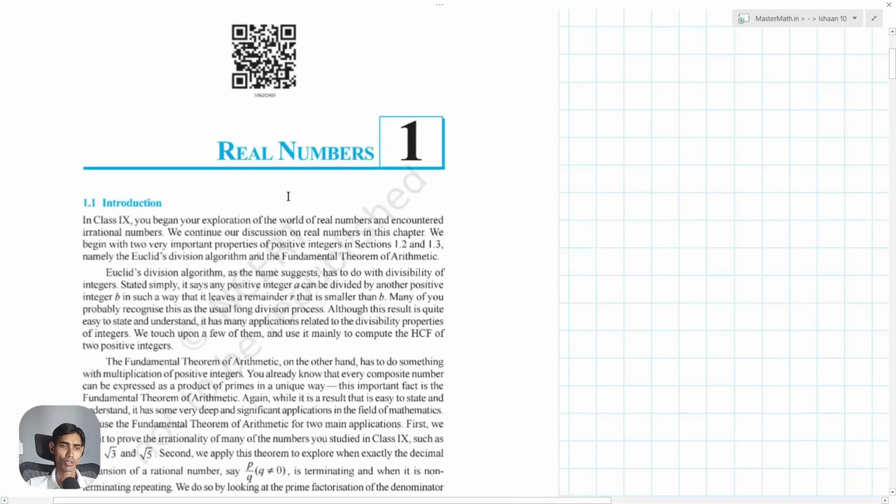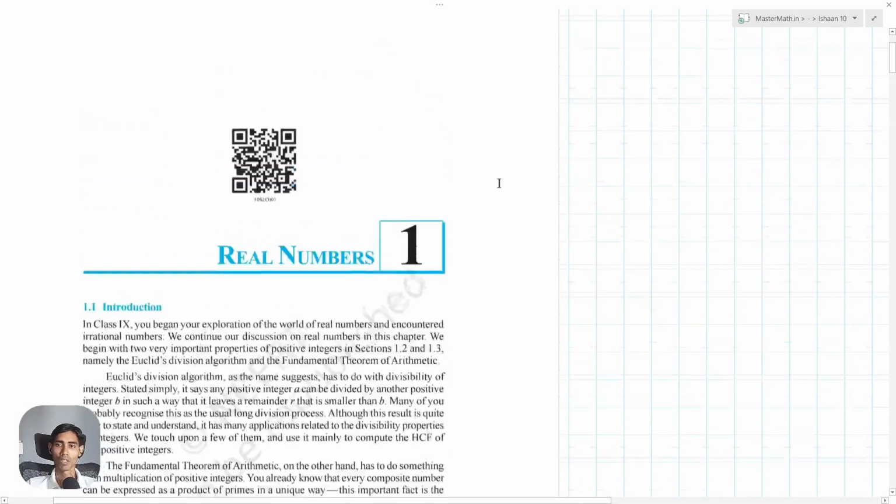Just 2-3 small concepts and then you're good to go.